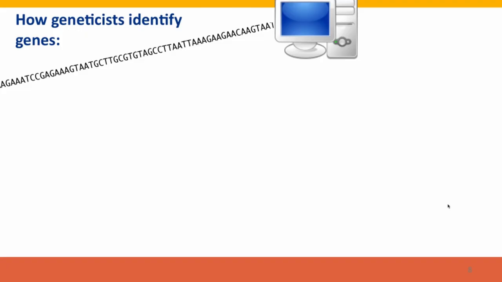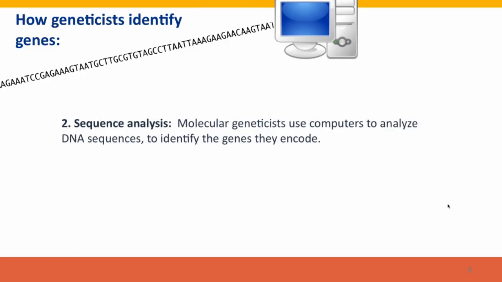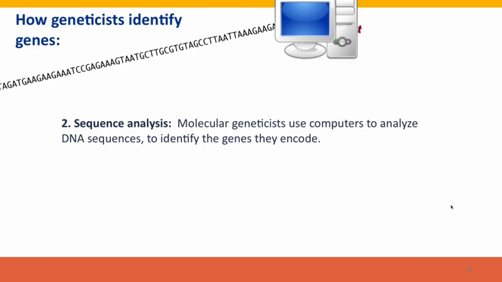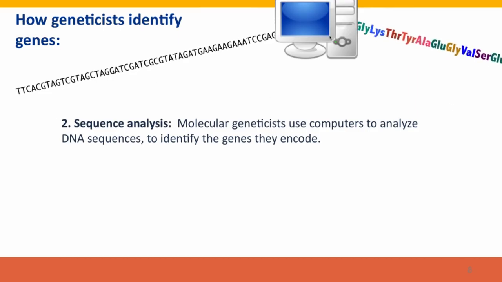Molecular geneticists now have access to enormous quantities of DNA sequences relatively cheaply. That means it's possible to do a lot of genetic analysis without any crosses. So in many cases, we supplement or complement the genetic analysis, the crosses, with sequence analysis, where we use computers to analyze DNA sequences and to identify the genes that they encode. So here's my sort of cartoon of using a computer to identify the gene in a string of bases.